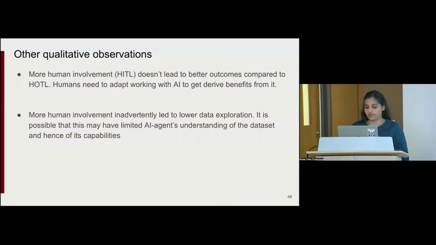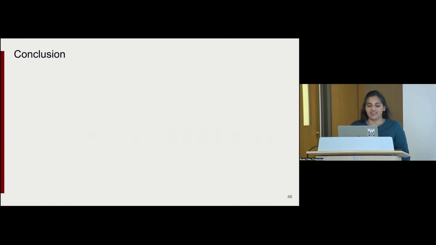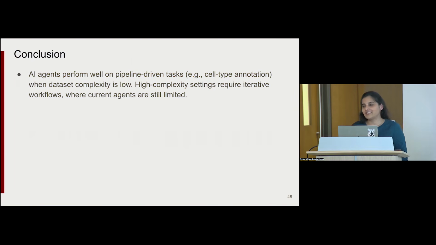And so its limitations on what it was able to do in the way it was able to do without as much involvement. And so I guess we come at the question of where are we, and overall, what's the broader takeaway of where the field is going. It's still very early and it still keeps always changing with every new development, as we all discussed after the primer. But we think that AI agents are performing reasonably well on pipeline-driven tasks when the dataset complexity is low.